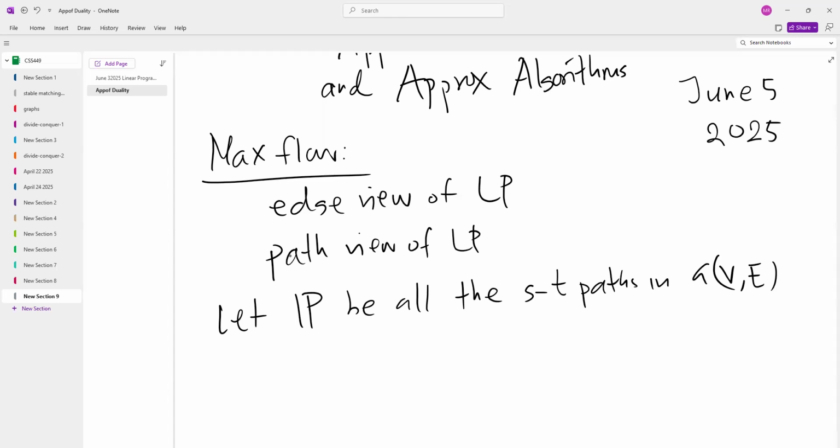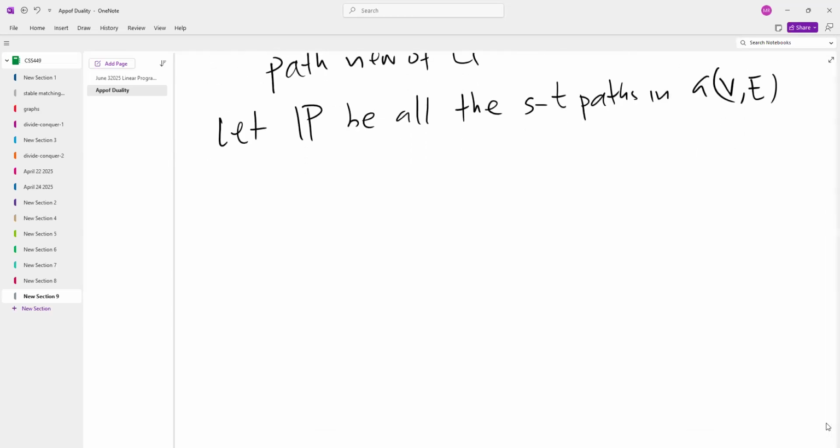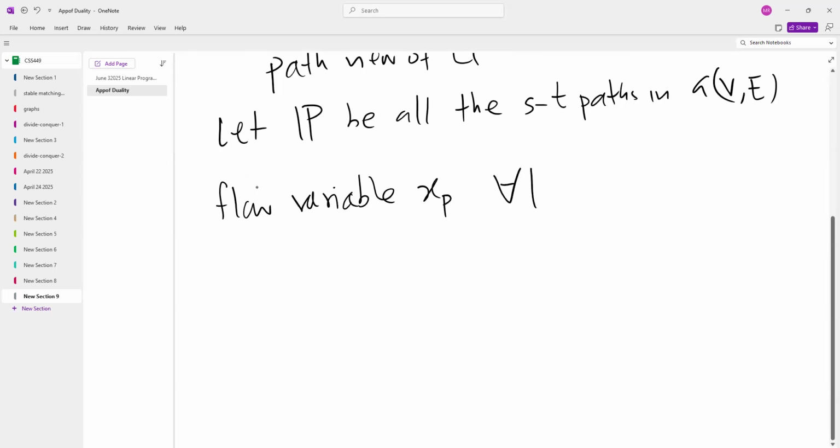And now we know that in general in a graph, if I try to count the number of ST paths, it's going to be exponential. There's going to be a lot of paths in the graph, right? So what I'm going to do is basically assign a flow variable to every path. Okay, so my flow variable is a variable x_p for all paths p in P.